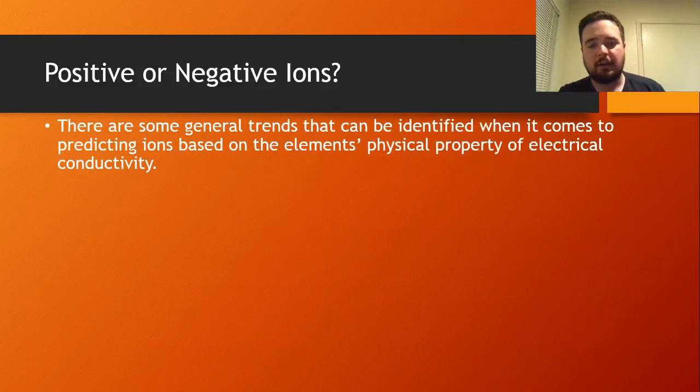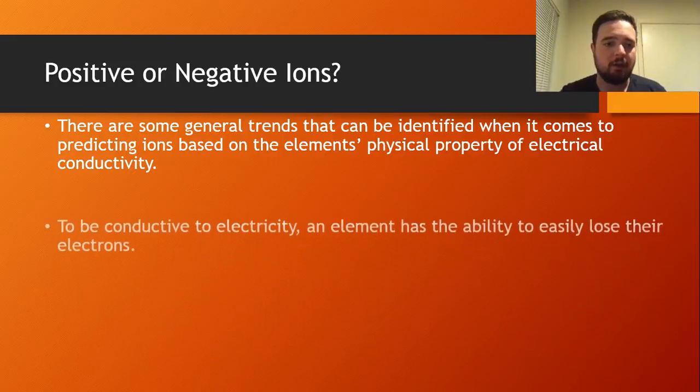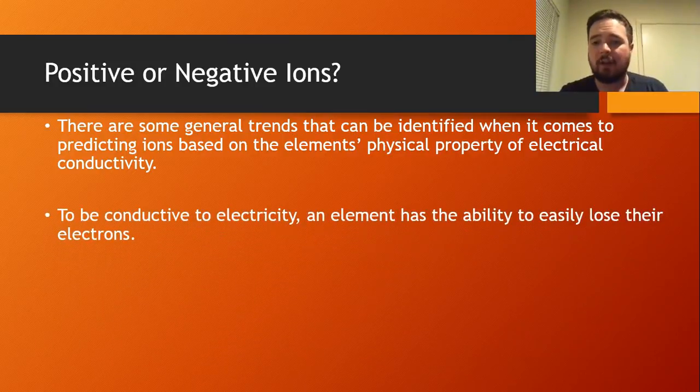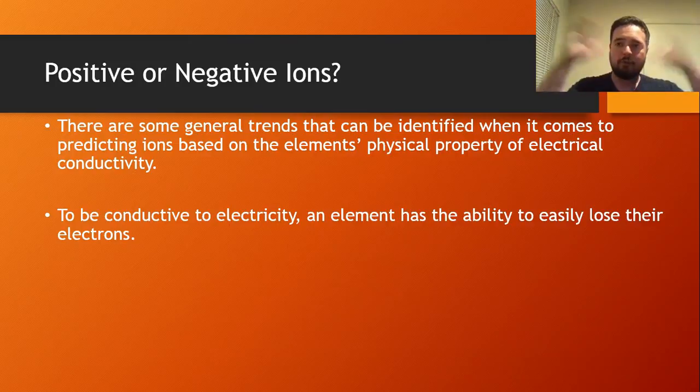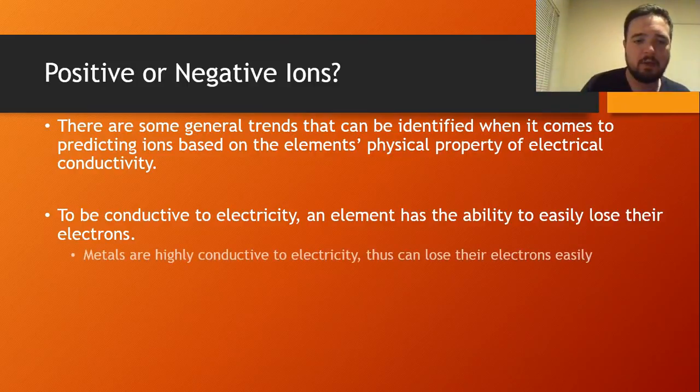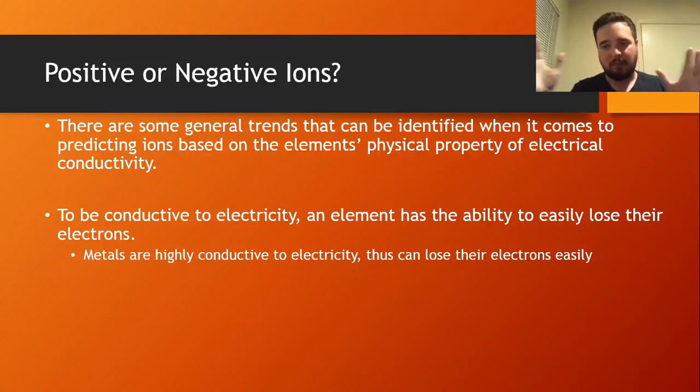So again, we can identify some general trends based off the elements' physical properties of electrical conductivity. This is again in relation to electronegativity and electron affinity. To be conductive to electricity, an element has to have the ability to lose its electrons, because you have to be willing to lose your electrons to allow electricity to flow throughout you. If you can't do that, then the circuit can't be completed and you're not conductive. Well, we know that metals are highly conductive to electricity, therefore they want to lose their electrons very easily. They want electricity to flow through them like crazy.